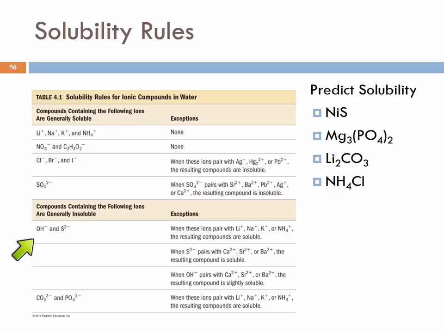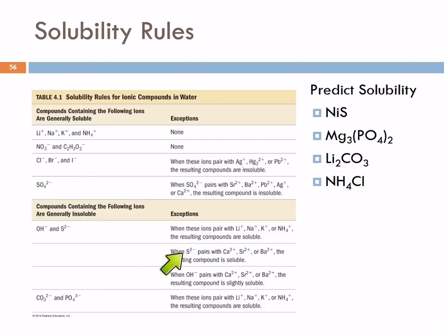The bottom half lists ions whose compounds are generally not soluble. So hydroxide compounds and sulfide compounds are generally not soluble. Now this exception is redundant, because the way I recommend using a table like this is you go from the top and you work your way down. If you get down here and you had lithium, see, here's an exception, lithium hydroxide is soluble, but you should have stopped up here. If it's got lithium in it, it's soluble, you don't have to look any farther. So this is a redundancy of that rule.